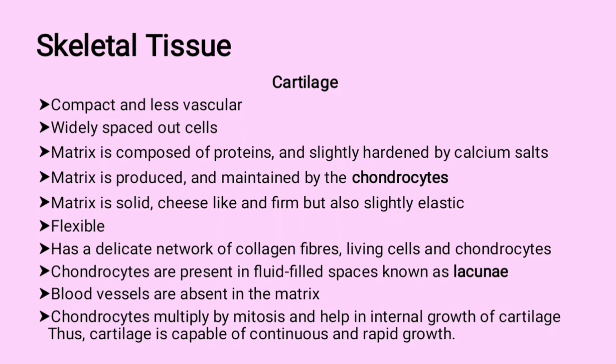The matrix of cartilage has a delicate network of collagen fibers and living cells which are called chondrocytes. Chondrocytes are present in fluid-filled spaces which are called lacunae. Blood vessels are absent in the matrix. Chondrocytes multiply by mitosis and help in internal growth of cartilage. Thus, cartilage is capable of continuous and rapid growth.